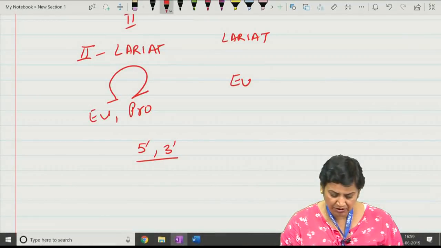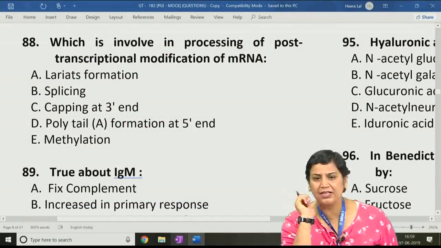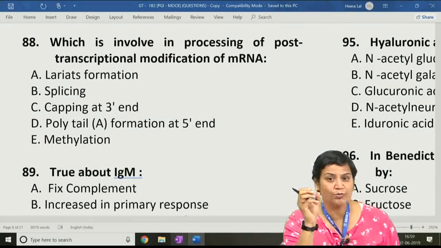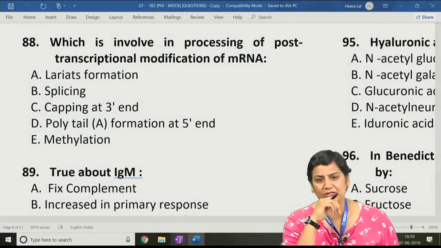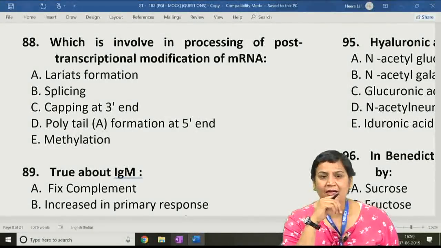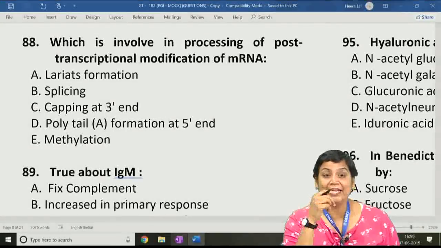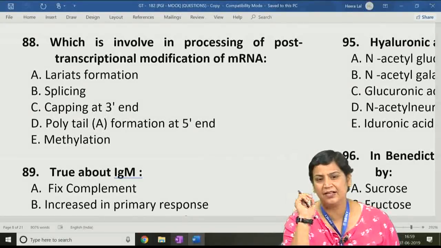Now let's look at the options. Lariat formation, yes, it is a feature. Splicing, it is known as splicing because spliceosome is there. Capping at 3' end, poly A formation at 5' end, these are not the options. Why? Because poly G capping is at the 5' end and poly A tailing is at the 3' end. So the answer to this is C and D.